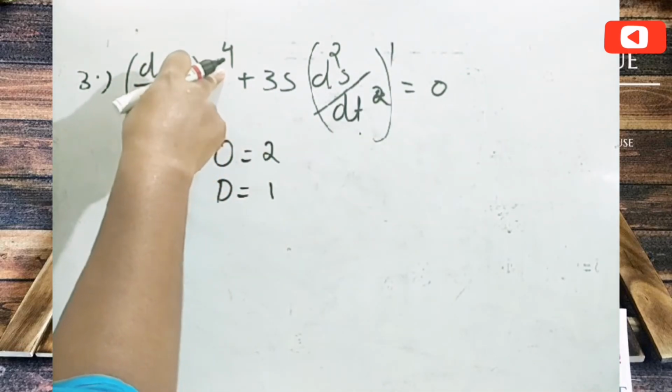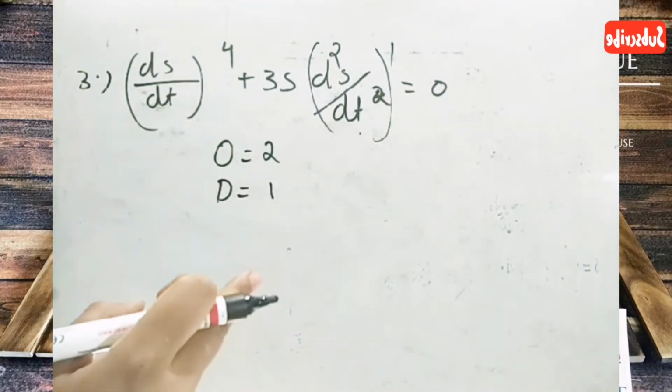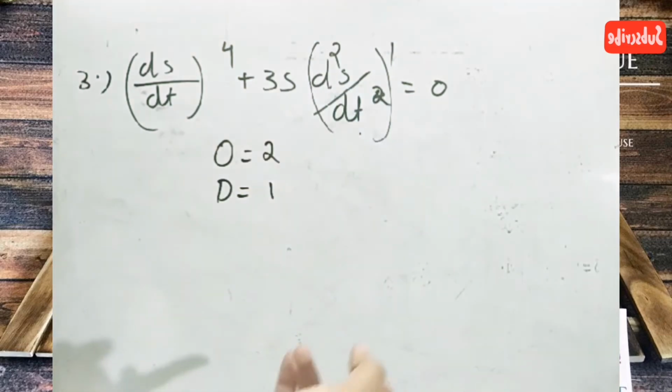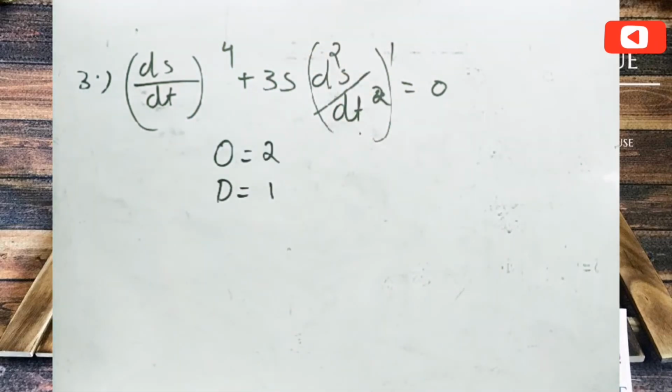Don't write it as 4. We need to write the highest power of the highest order derivative. Here the highest order derivative is d square s by dt square. That is the highest order derivative. Then we need to write the power of this one, that is 1.